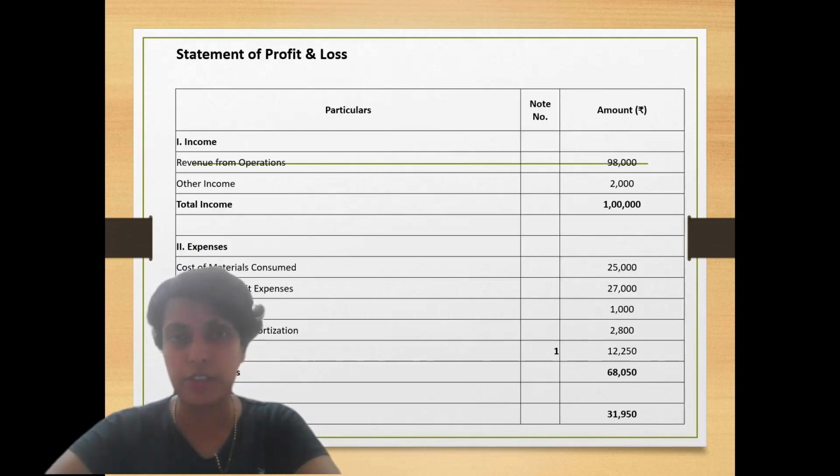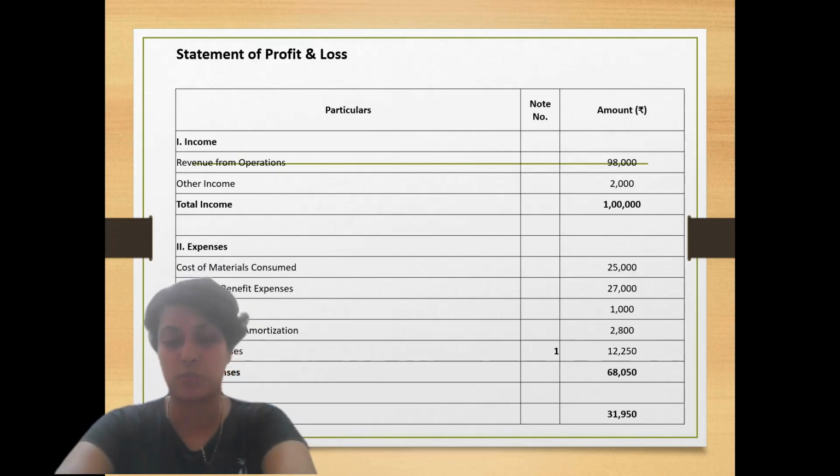So we have the answer. Here revenue from operations, then the other incomes. Then we got the total income. From the total income, we have recorded all the expenses: cost of materials consumed, directly given in the question, employee benefit expenses, that is the salary given in the question, and finance cost, that is the interest expense that costs the company. If there is more than one item, we have to open a working note, and that working note number will be included here.